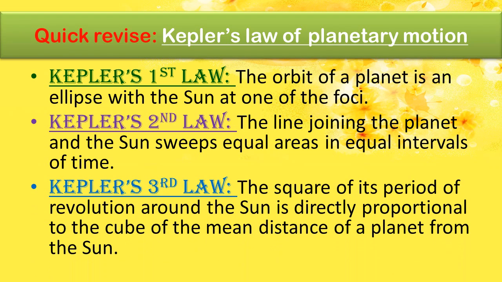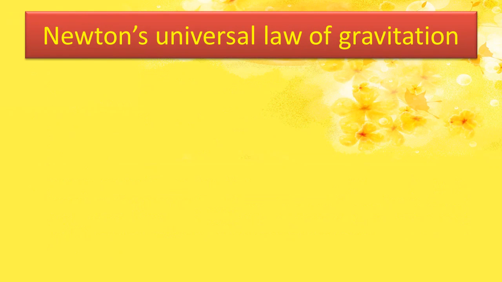Kepler's third law: the square of its period of revolution around the sun is directly proportional to the cube of the mean distance of a planet from the sun. So these are the three Kepler's laws. For the explanation, you can go through my previous video. Now let's study Newton's universal law of gravitation.